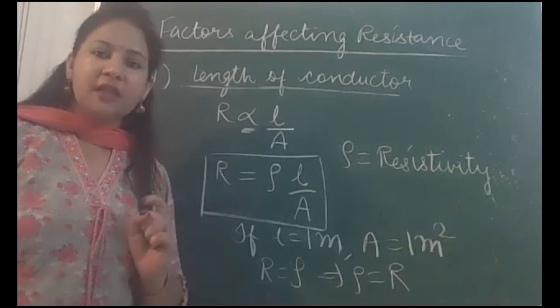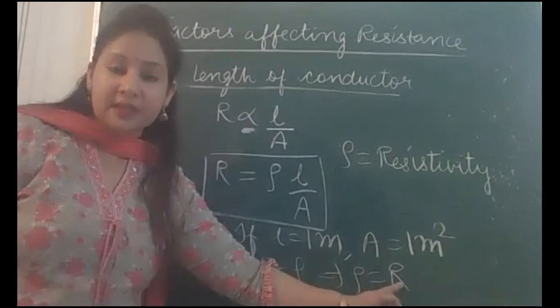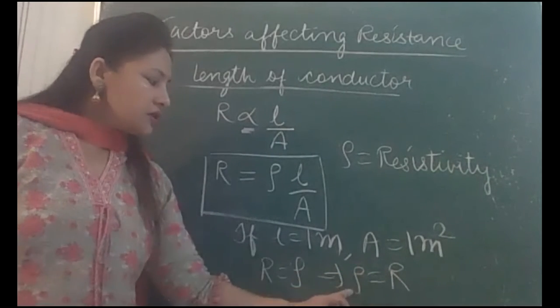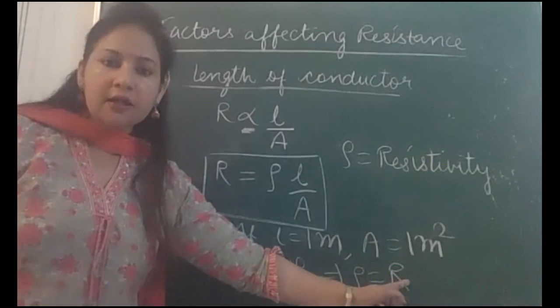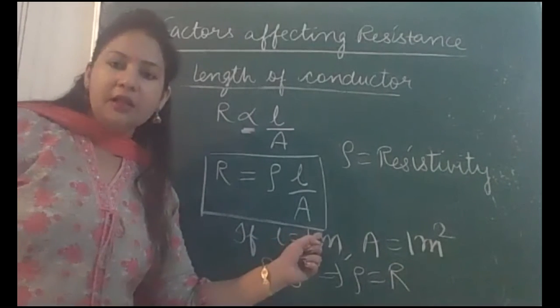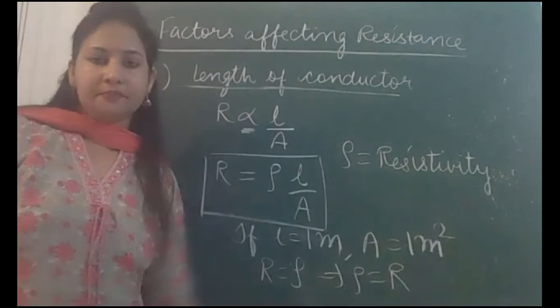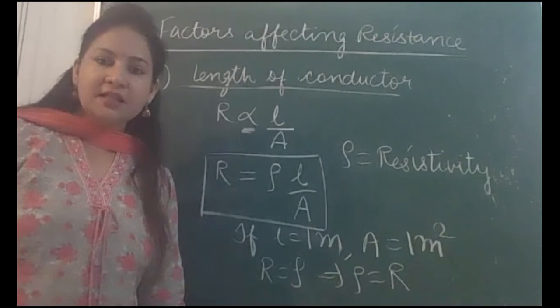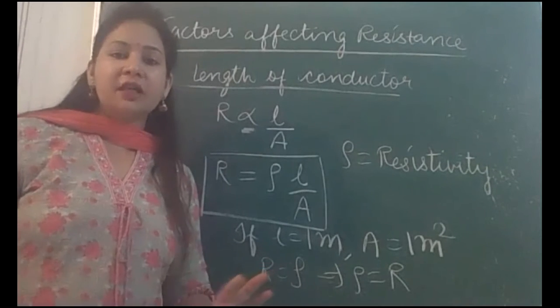So listen to me first, then I'll dictate. Resistivity is defined as the resistance. So resistivity is defined as resistance of a conductor whose length is 1 meter and area of cross section is 1 meter square. Got this? Okay, now write down. Define resistivity, write its unit.